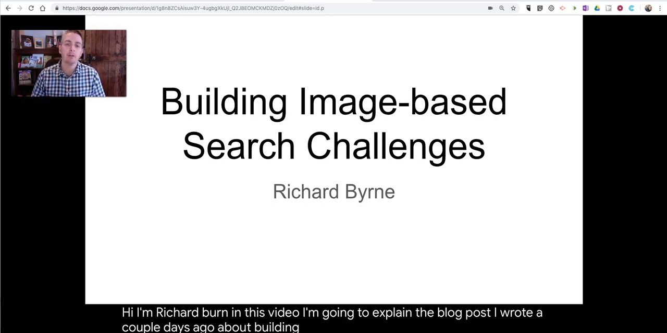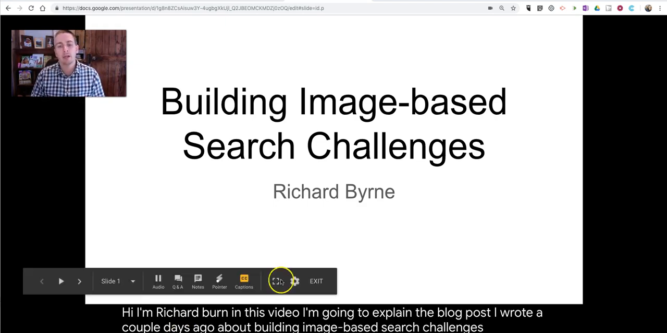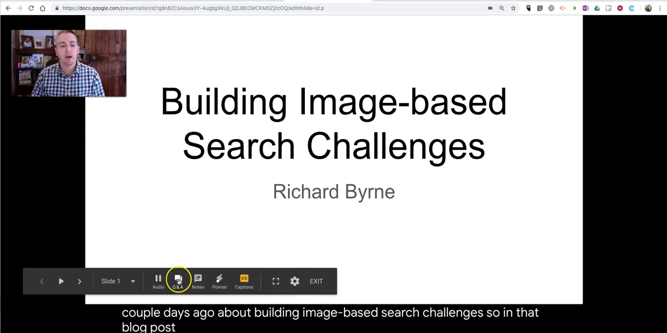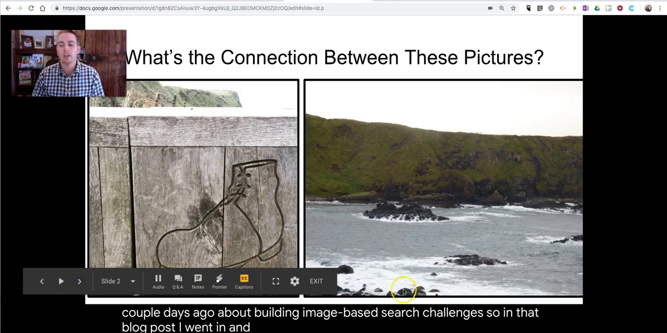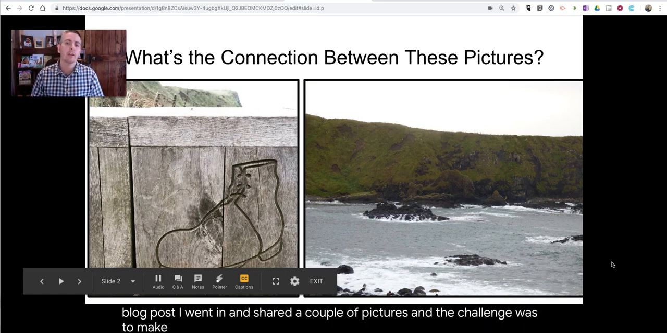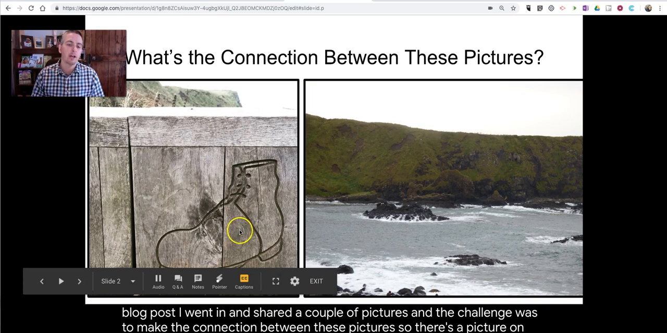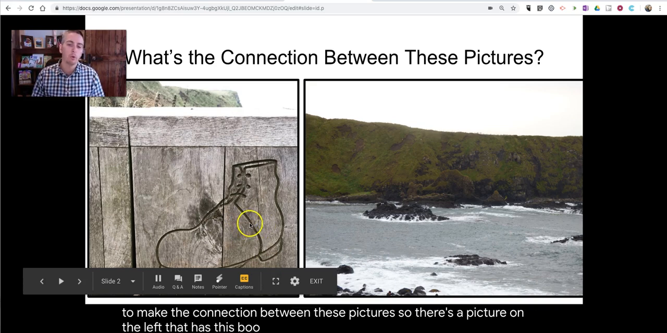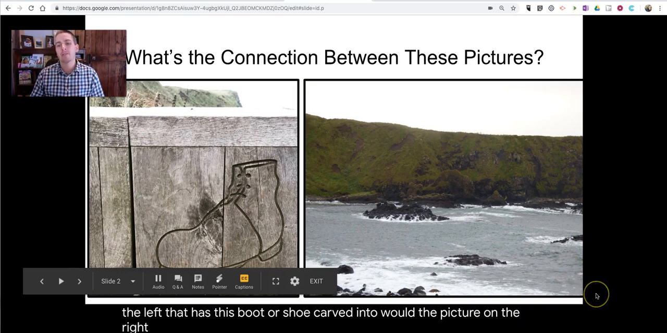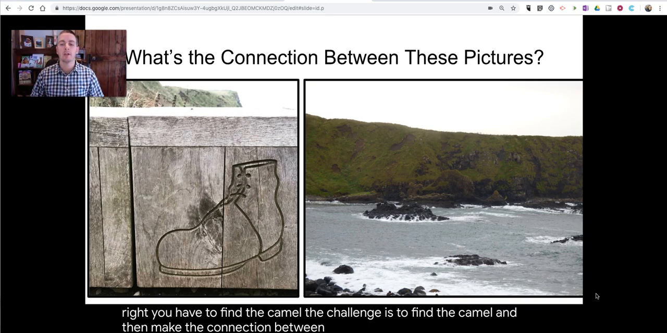about building image-based search challenges. So in that blog post, I shared a couple of pictures, and the challenge was to make the connection between these pictures. There's a picture on the left that has this boot or shoe carved into wood. In the picture on the right, you have to find the camel. The challenge is to find the camel and then make the connection between these two photographs.